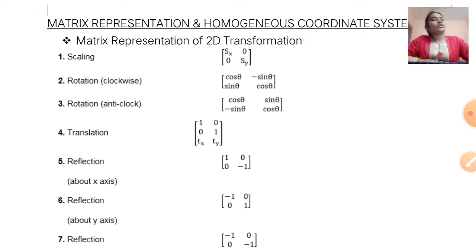First one is translation, rotation, scaling, reflection and shear. Five types of transformation we will cover in 2D transformation. So we will recall all the matrix representations of these 2D transformations.